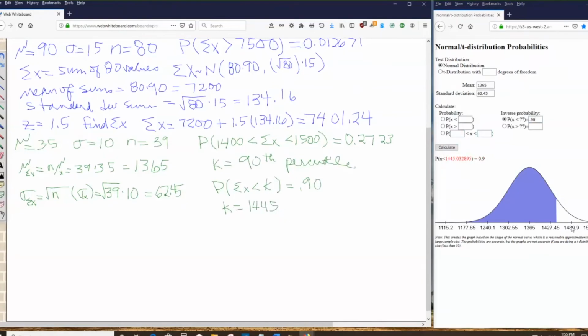And this k value is right here where the graph changes. So the shaded part is the 90th percentile, and everything below that is 90% below the k value, and everything above it in the unshaded would be 10% above the k value. Okay, any questions?